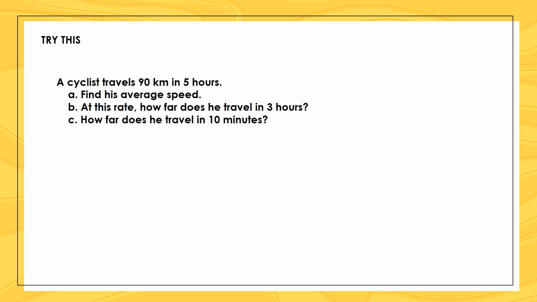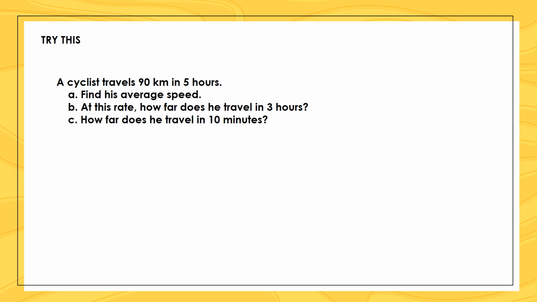So for your seat work, here it is. A cyclist travels 90 kilometers in 5 hours. So please answer this for 5 minutes. You may pause this video for a while and then continue watching once you're done answering to check your answer. Letter A, find his average speed. B, at this rate, how far does he travel in 3 hours? Letter C, how far does he travel in 10 minutes?